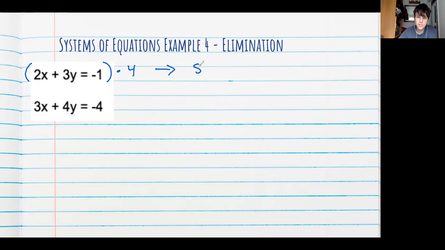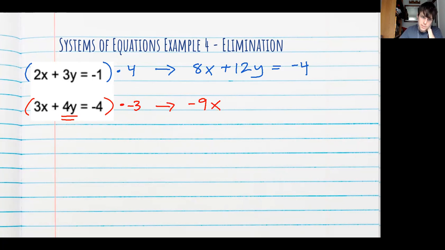4 times 2x is 8x. 4 times 3y is 12y. And 4 times -1 is -4. Remember to multiply everything by that number. Distribute it to all parts. Okay, and now we want to turn this one not into 12, we want to turn it into -12. So we need to multiply this one by a negative, right, to make this negative. And 4 times 3 is going to give us 12. So we're multiplying by -3. -3 times 3x is going to be -9x. -3 times 4 is going to be -12y.